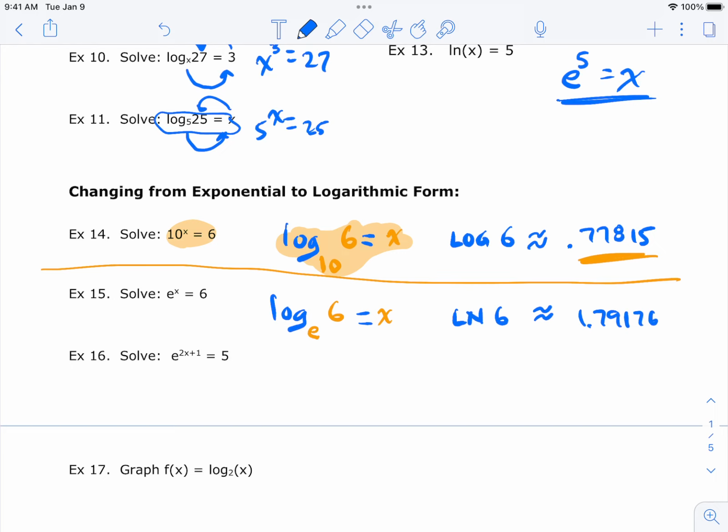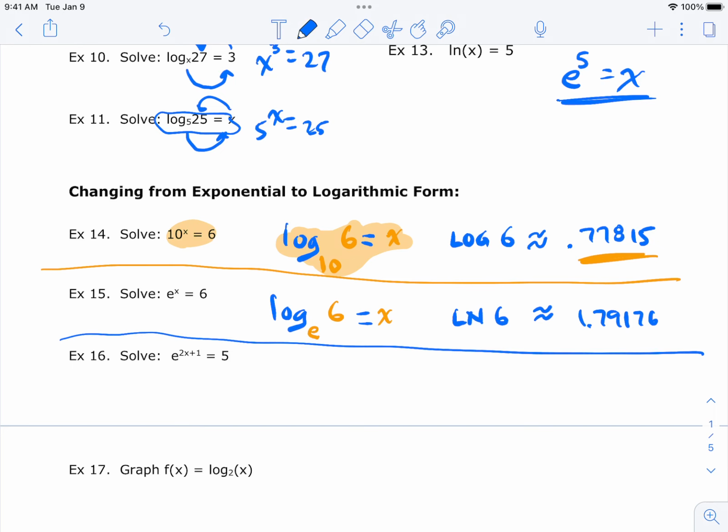1.79176 approximately. And if you want to test it, you can come back over here and go e to the 1.79176 and see what you get. Let's see now here. Not pi, e. E to the 1.79176. This calculator is telling me that it's just about equal to 6.000003. So yeah, that is just about right.